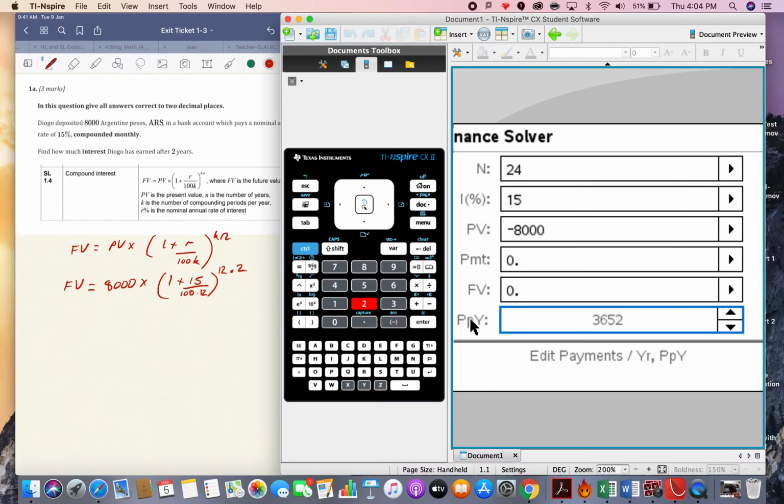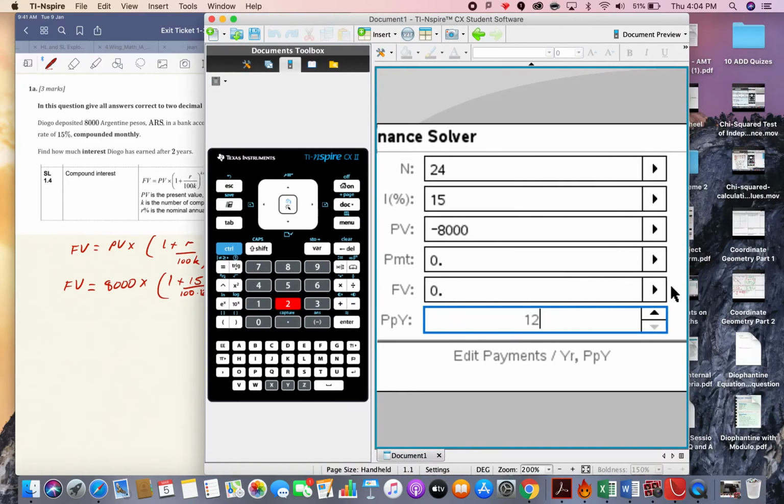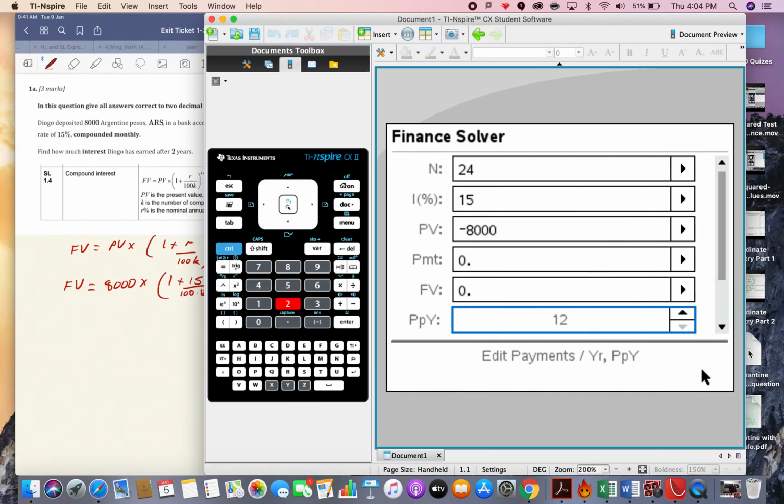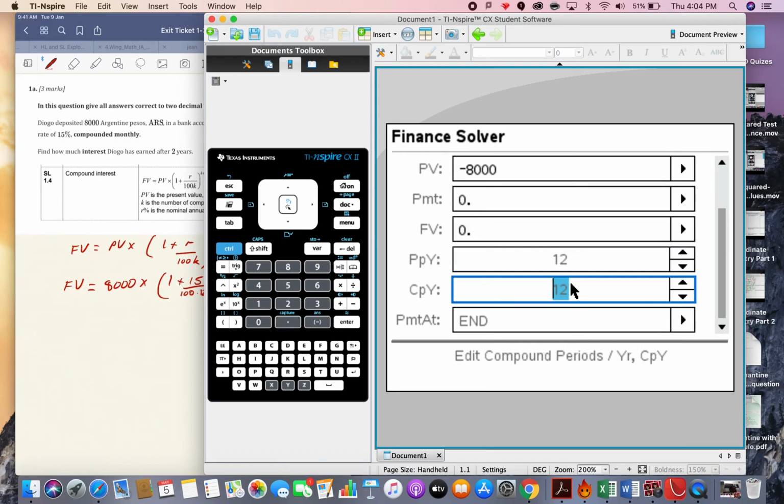So 12. Oh, calculator's gone wrong a bit. And then let's have a look at the last little bit here. The last little bit is the compounding periods per year is 12. That should always match. And the payments made at the end of each month.